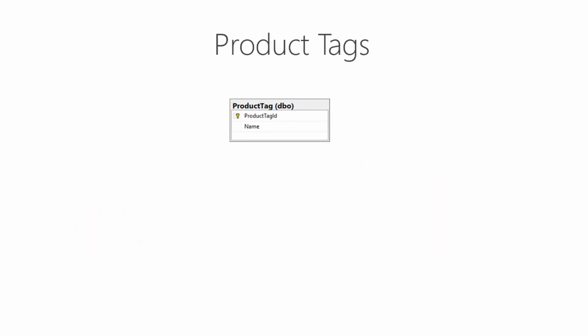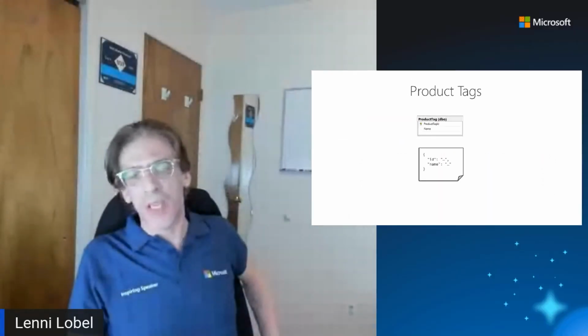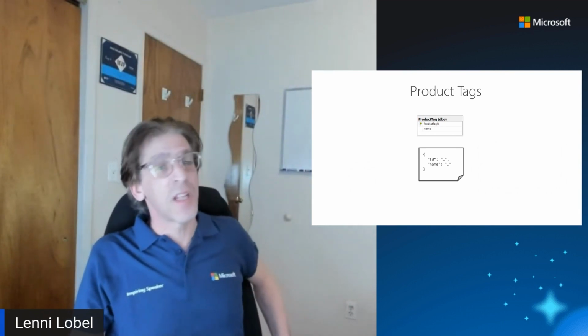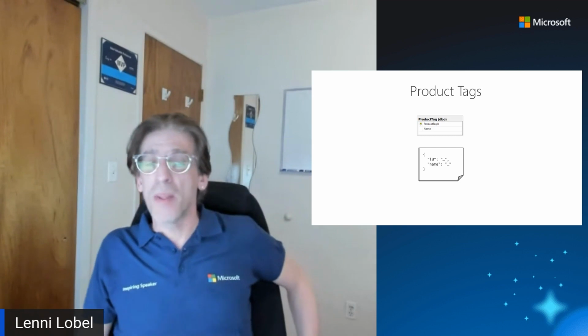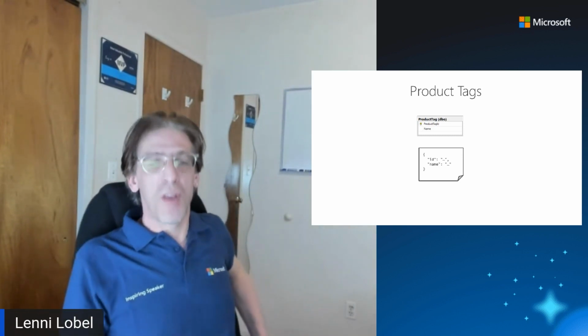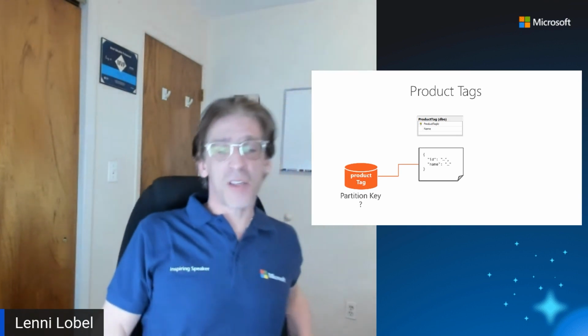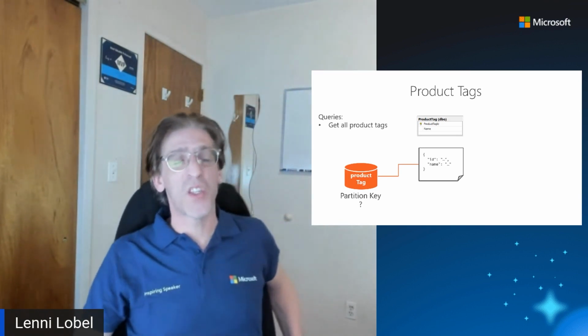Product tags, I won't rehash that because it's the same concept. A simple key value pair where the user might want to see a list of tags. If they see a tag of interest, they'll want to see all the properties associated with that tag. Same concept. Translate the column names to property names. Put them in a tag container. Ask yourself how to partition it and answer it with the same answer.